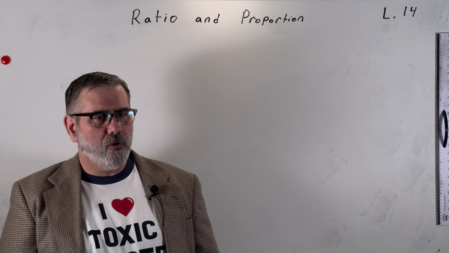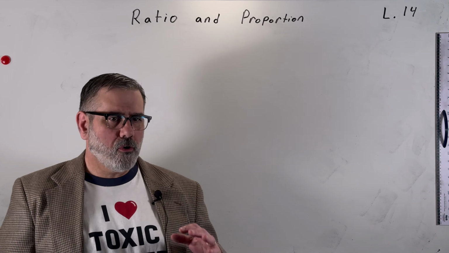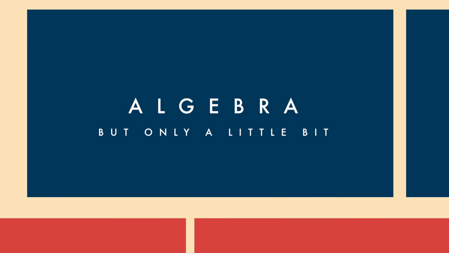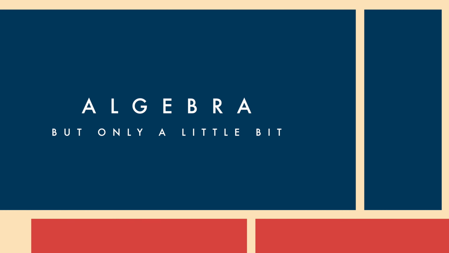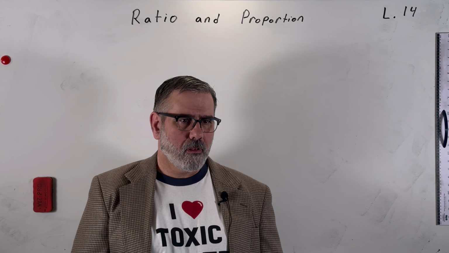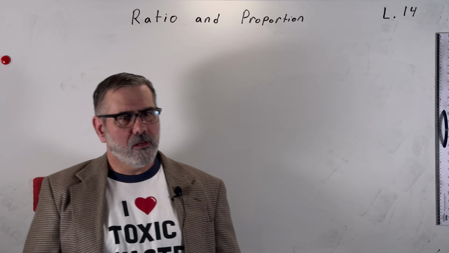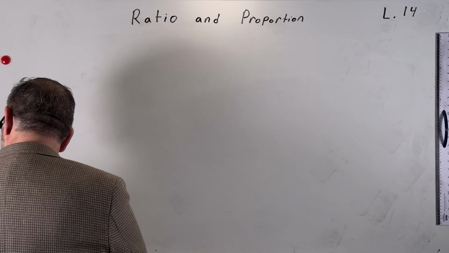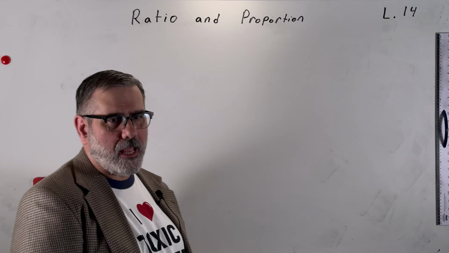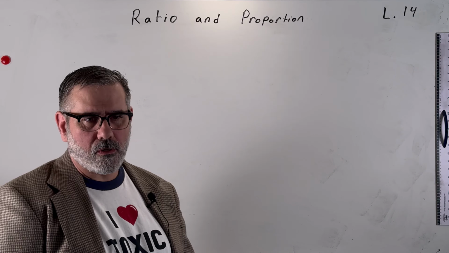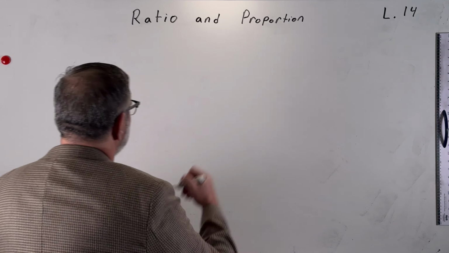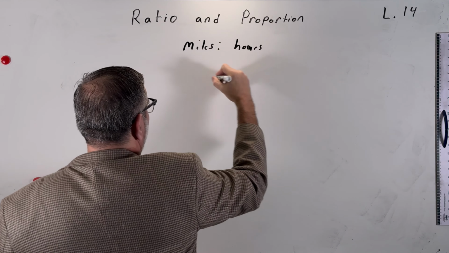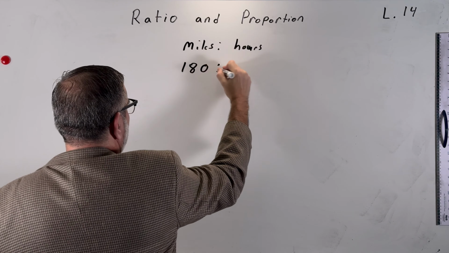Okay, now I don't know if you've noticed it or not, but what we're doing here is actually a little bit of algebra. Let me formalize it a little bit differently so you'll see what I'm talking about. Let's say that I drive 180 miles in a time of 3 hours. So my miles to hours ratio is 180 to 3.